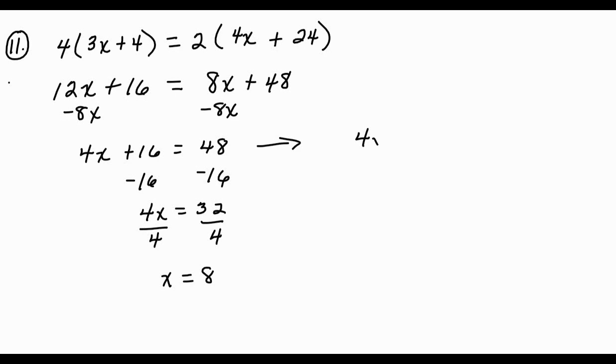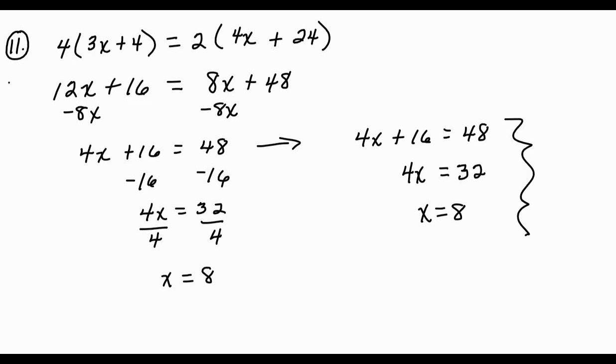Now I want to go back to this step right here. So we have 4x plus 16 equals 48. If you don't want to write down that you're subtracting 16 from both sides and just go ahead and write the result of that, that's fine, and then divide by 4 and you get 8. So if you want to shorten your problem up by doing it this way, that's fine.